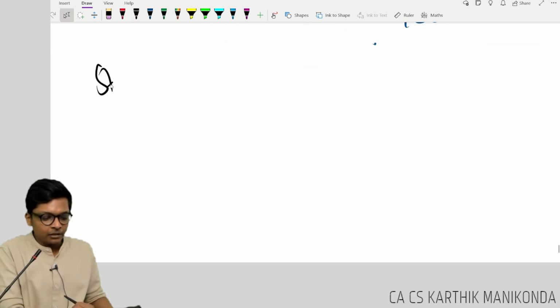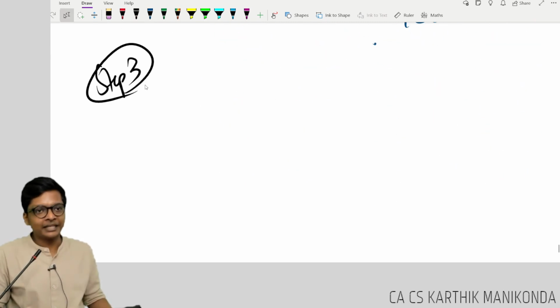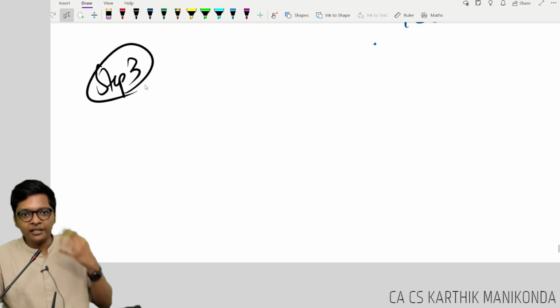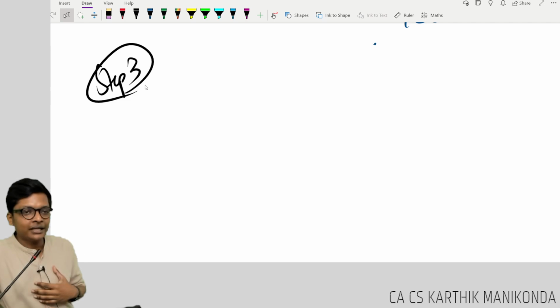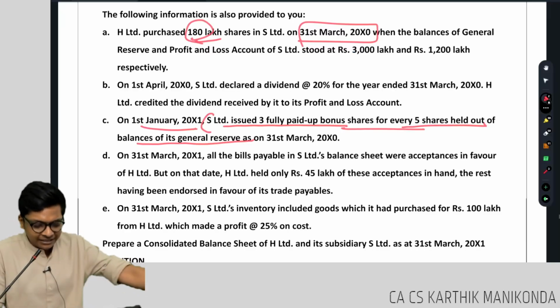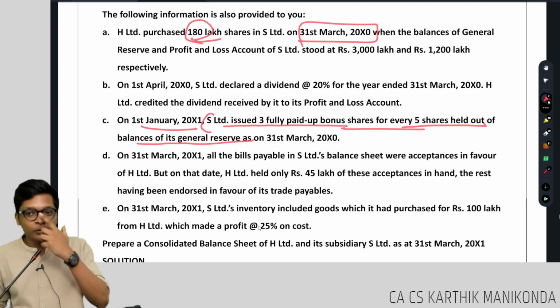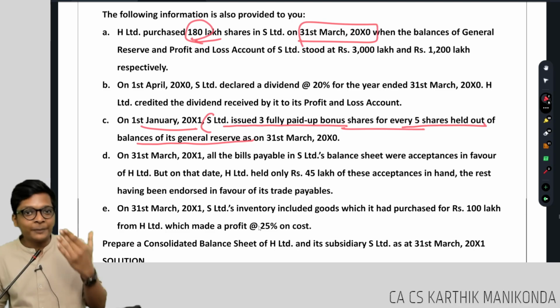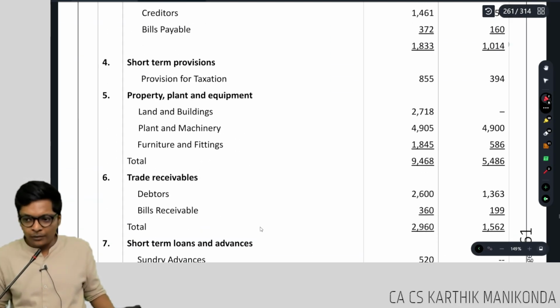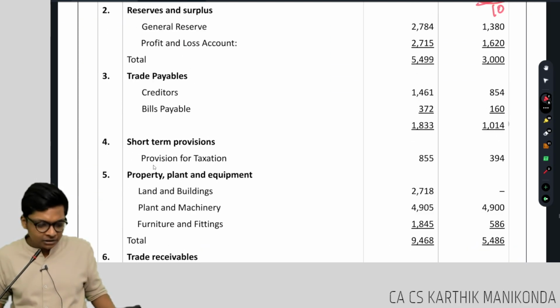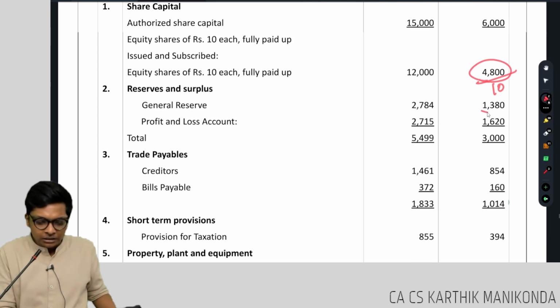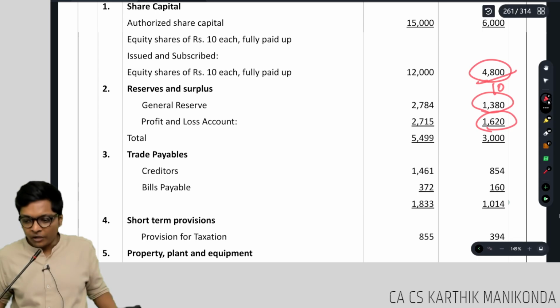So now step number 3. So 60% is my holding, 40% is minority. Everybody clear, guys? Step number 3, analysis of reserves. Fortunately, we don't have anything to do with revaluation here. Revaluation comes means depreciation, all of that will come. Here we have only 2 reserves. What are the 2 reserves, guys? General reserve and profit and loss account.